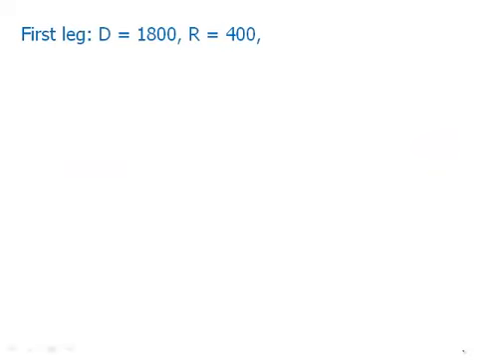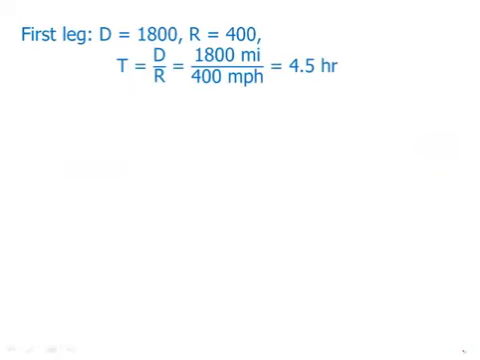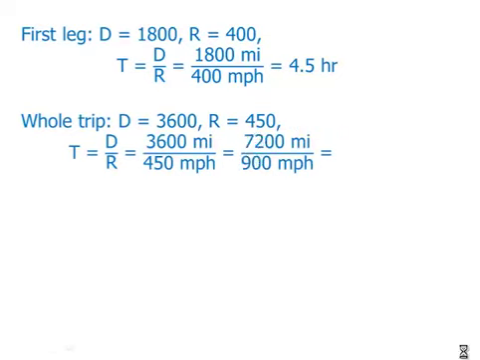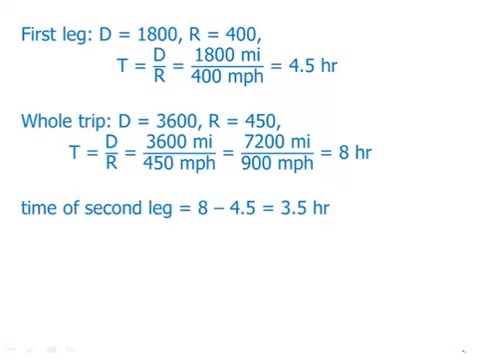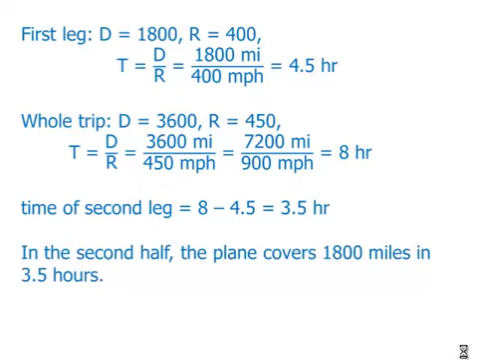So let's go about this. In the first leg, we know the distance, we know the rate, we can figure out the time. For the whole trip, we know the distance, the rate, we divide, multiply top and bottom by 2, cancel, we know the time. That allows us to figure out the time of the second leg. We subtract, and that has to be 3.5 hours. So the speed in that second leg has to be the distance of 1,800 miles, divided by 3.5 hours.